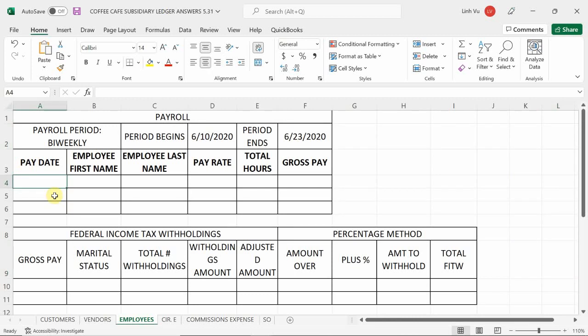So in this case, pay date is going to be the 28th. And then we set an employee's first name. We know that her name is Irene, and we know her last name is Jameson. Okay? And again, pay rate $12.50 per hour.